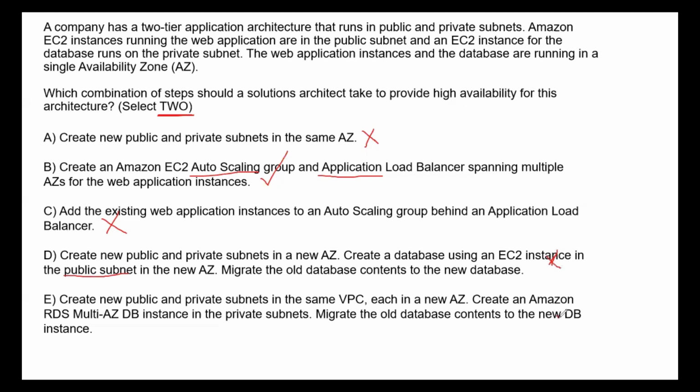So this leaves us with option 5. Create new public and private subnets in the same VPC. Yes, each in a new availability zone. Create an Amazon RDS multi-AZ DB instance in the private subnets. That's correct. Always, a database we need to create as a multi-AZ deployment and it should be in a private subnet. Then we can migrate the old database functions to the new database. So this is how you achieve high availability for your web layer and the database layer.